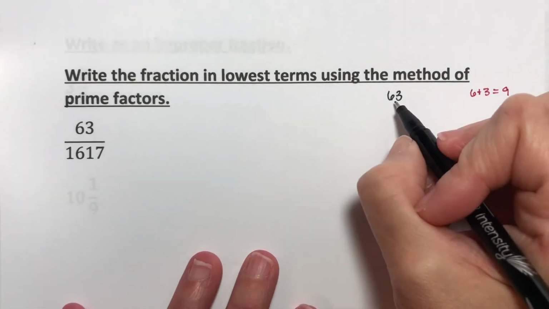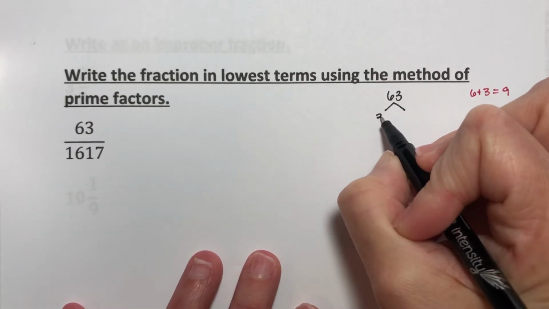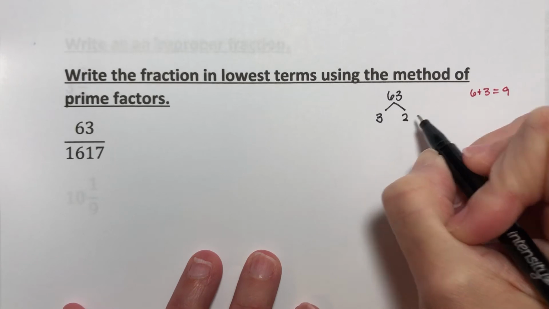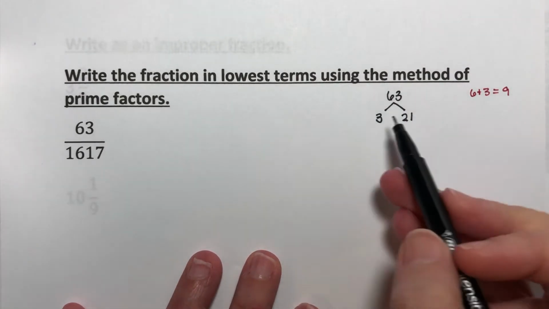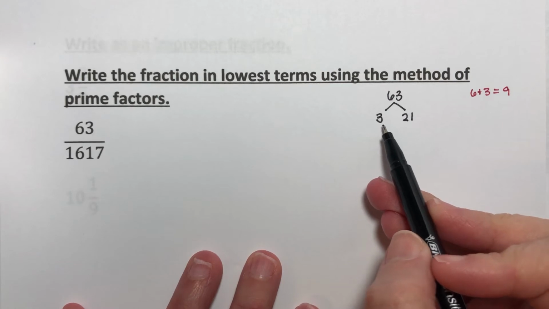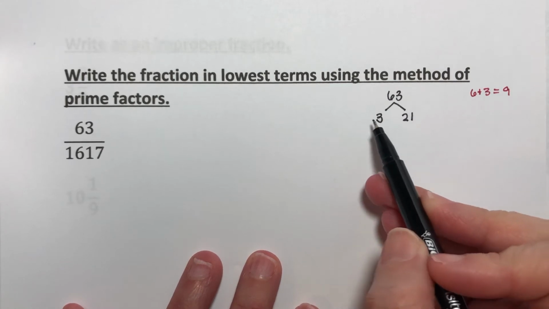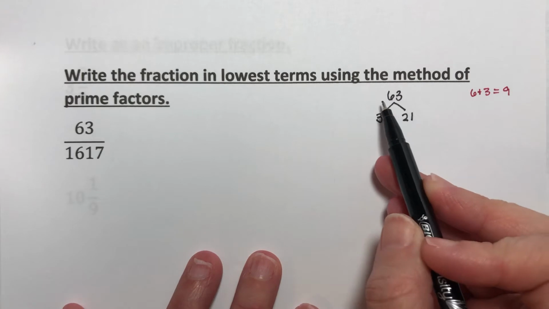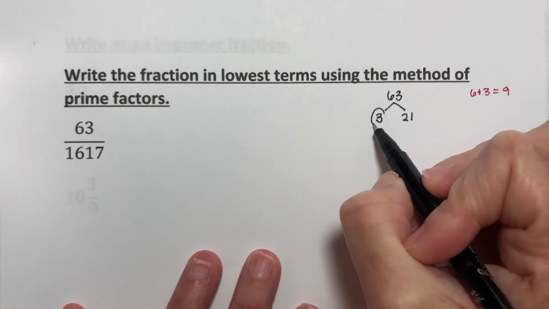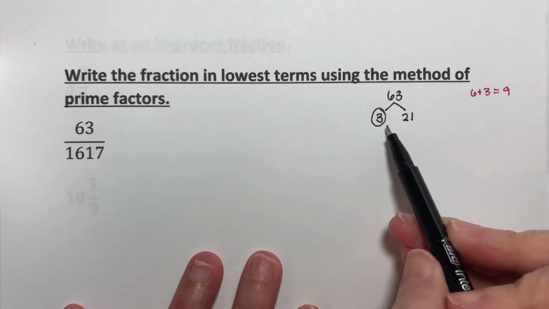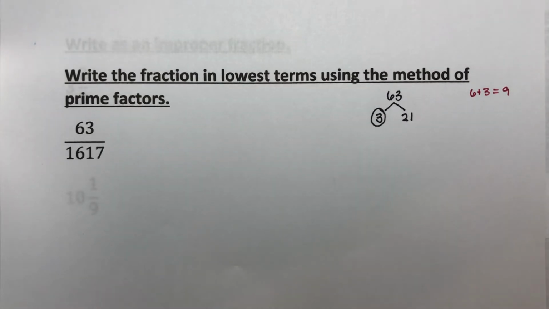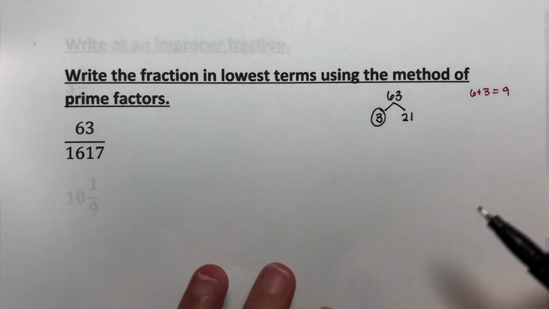I can split this up into 3 times 21. Now 3 is what we call a prime number. The only numbers that divide evenly into 3 are 1 and 3. So when you get to a dead end, I strongly suggest that you circle it. That way you know you've ended there. When these factor trees get complex, it's easy to lose one, so circling it will help you keep up with it.